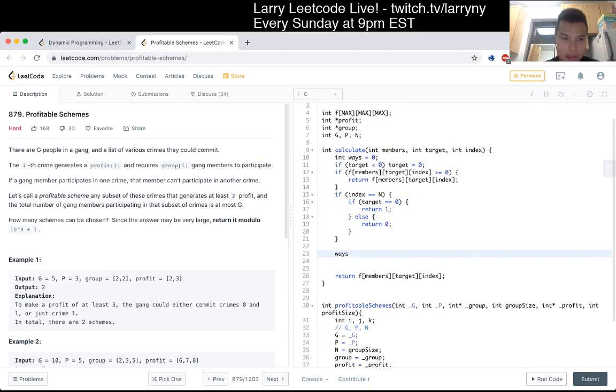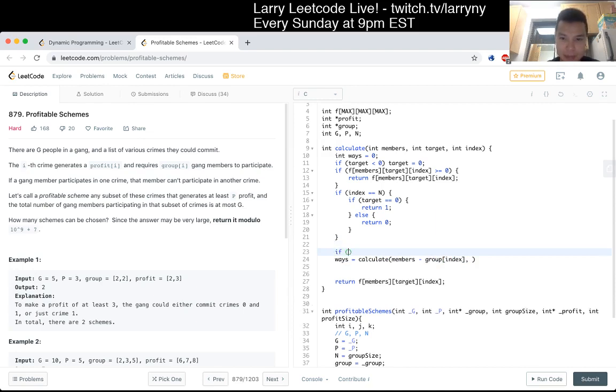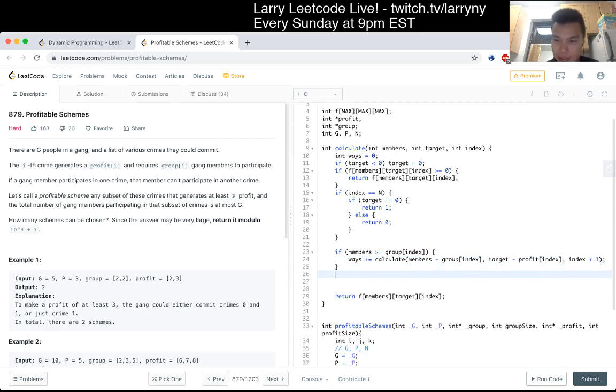this is equal to. So basically, we either do this current crime or we don't. So if we do it, it is members minus group index. I just have to check that members is greater than or equal to group index, because that's how many members you need to use. Then we add this to the new target, that's minus the profit of index, and then index is just +1 because you already finished this one.